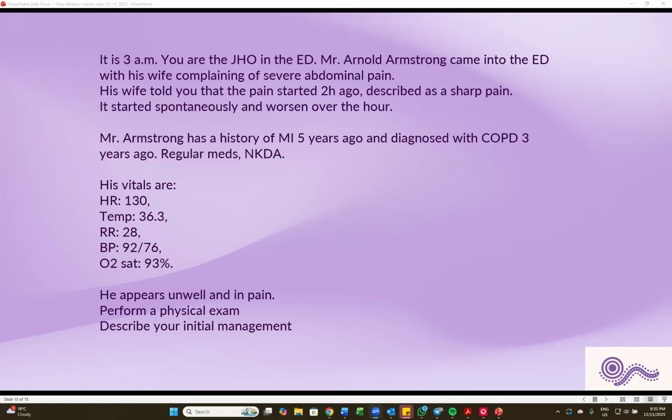S1 and S2 are normal, no added sounds or murmurs. Now I'm checking the pulmonic area: S1 and S2 are normal, no added sounds or murmurs. On aortic, S1 and S2 are normal, no added sounds or murmurs. So there are no added sounds or murmurs.